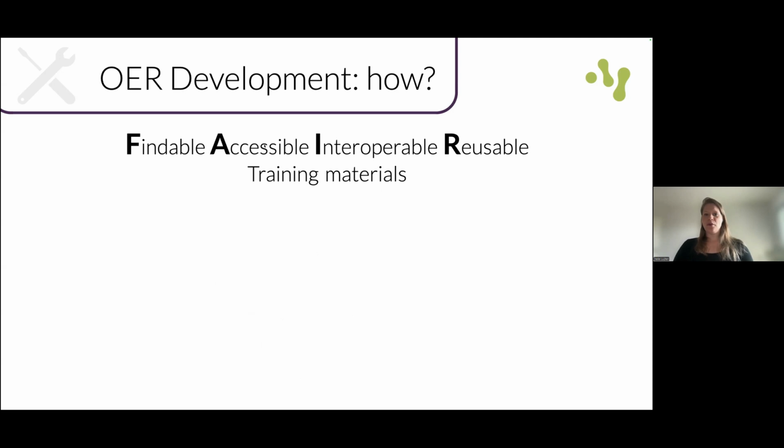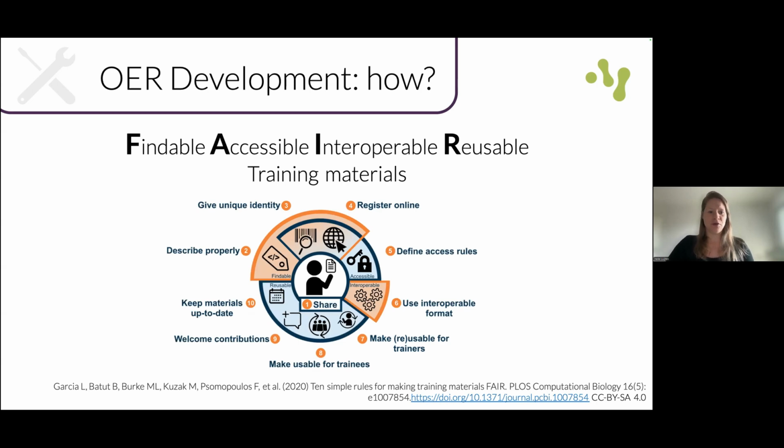Basically, making an OER means applying the FAIR principles that are usually applied to data sets, applying them to training materials. So you can basically just view your training material as data and verify in that sense. So that means making your OER findable, accessible, interoperable, and reusable. So how to do this? There are some guides that have been made for this. So this is a very good, well-cited article, 10 simple rules for making training materials FAIR.